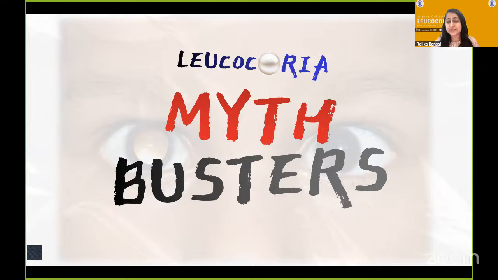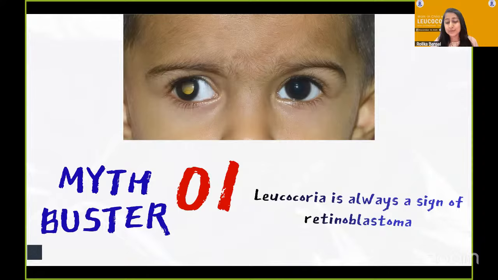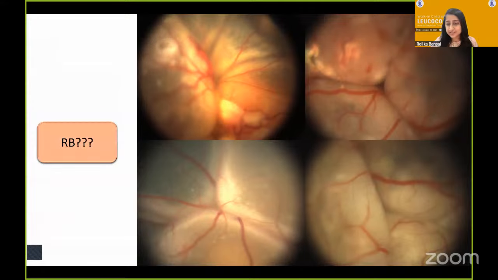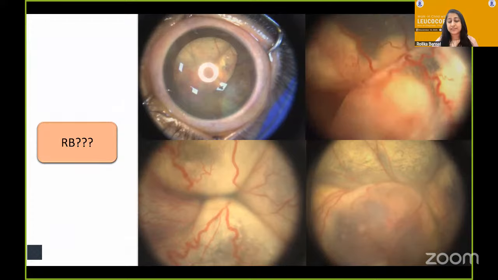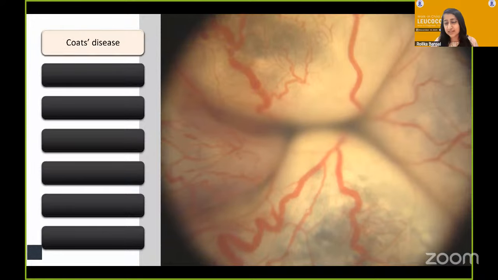When we talk about leukocoria, I'll be talking about busting the myths associated with leukocoria. It's just a brief summary of what everybody has discussed. So myth one is that leukocoria is always a sign of retinoblastoma. I think we have covered it royally and everybody has given their entire differentials. So please make sure that you have every differential in mind. Just to summarize, all of these do look like retinoblastoma, and they are. And all of these do look like retinoblastoma, but they are not. Only one is retinoblastoma.